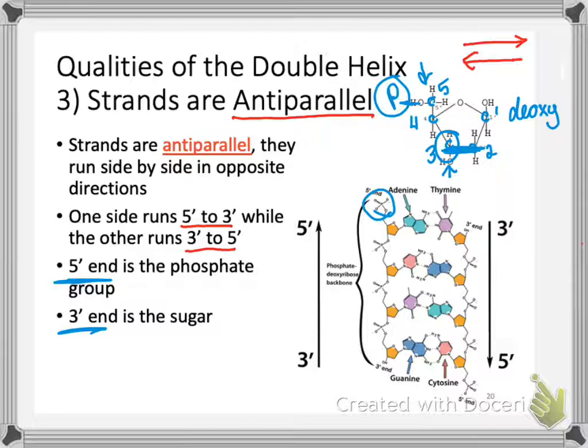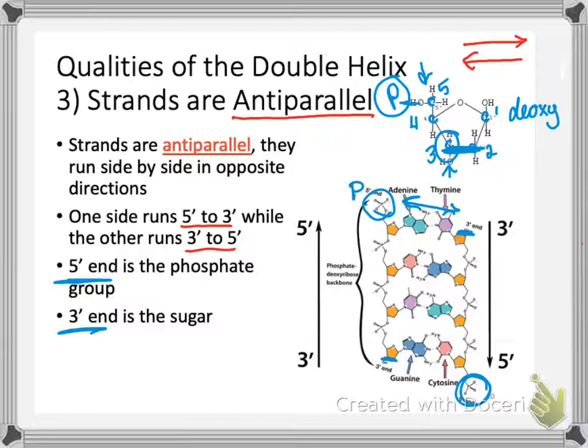So here you can see it over here. Here's our phosphate group. That's our 5' end. Here's the bottom of our sugar. That's our 3' end. Now if you look on the other side, this molecule's got the sugar here, whereas over on the other side, there's a phosphate group. So they're opposite each other. And then down here is our phosphate group. That's our 5' end. So that's what we mean by 5' and 3'.